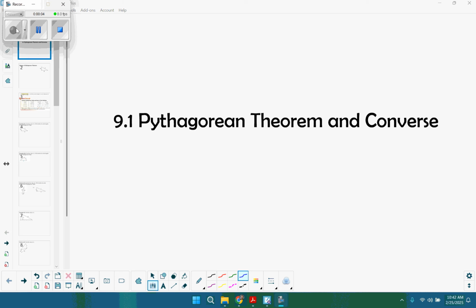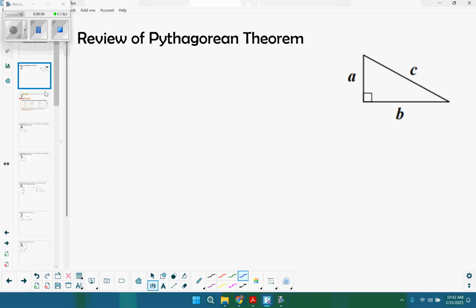Section 9.1, the Pythagorean theorem and its converse. We've discussed the Pythagorean theorem this year. We learned that when we have a right triangle, the hypotenuse, the side the right angle points to, is our C value, and the other two sides, the legs, are the A and the B. And we learned it is A squared plus B squared equals C squared.